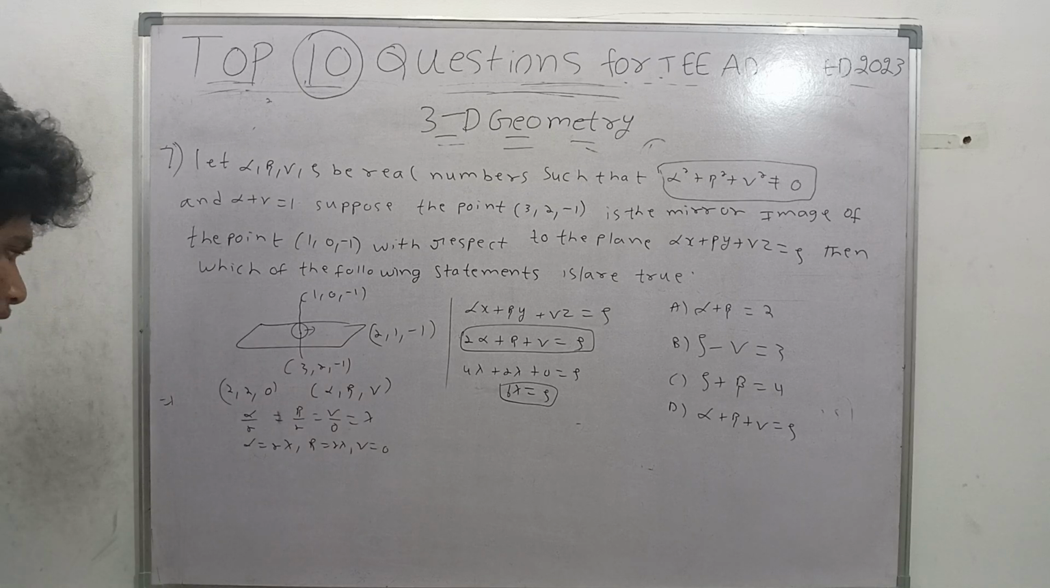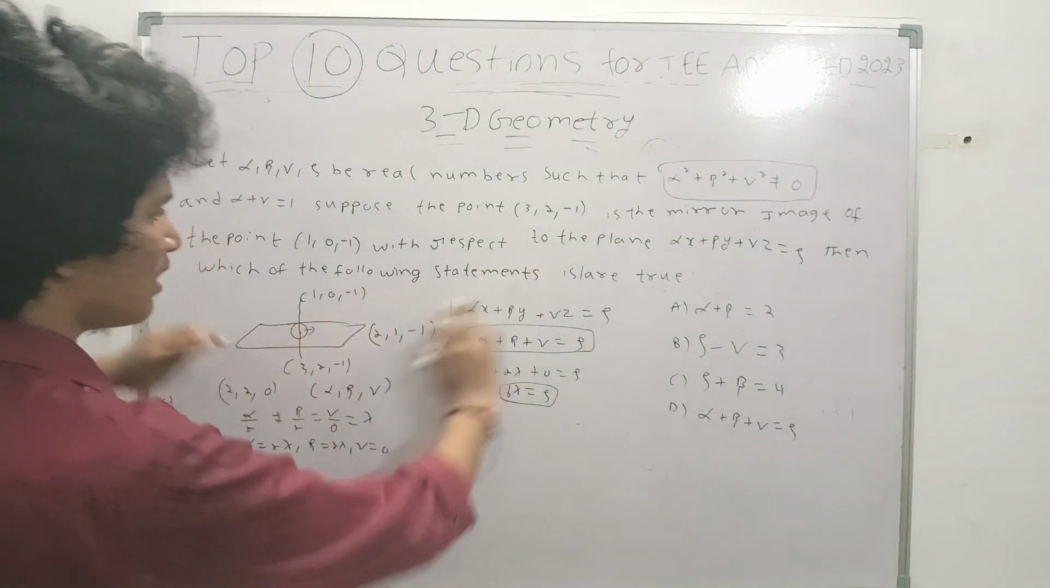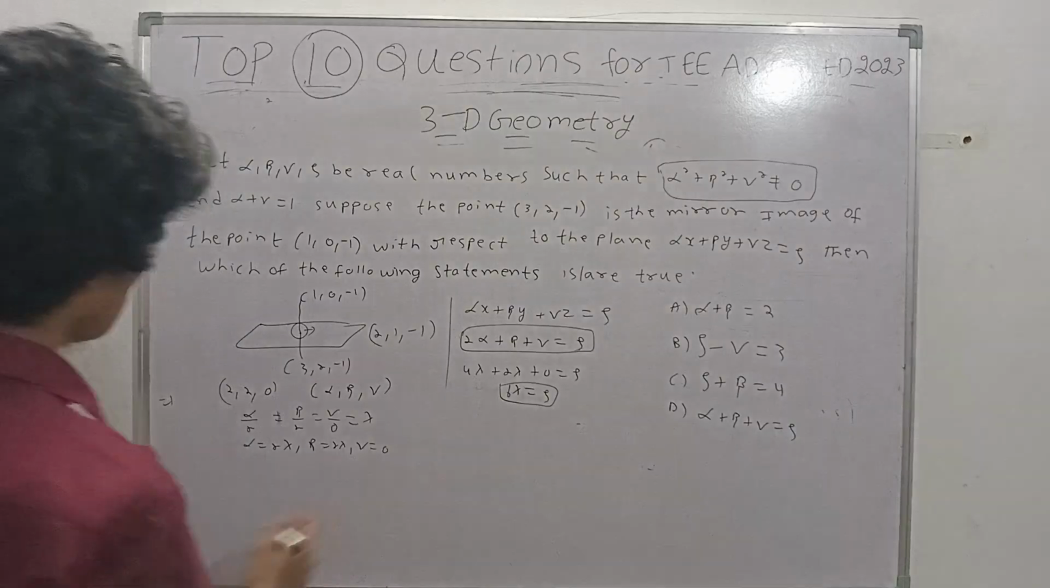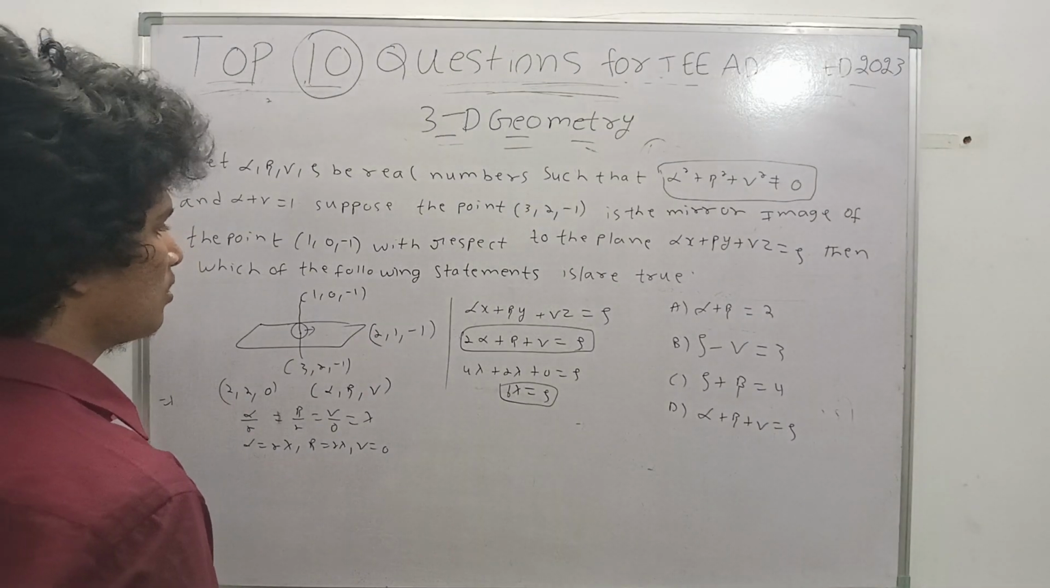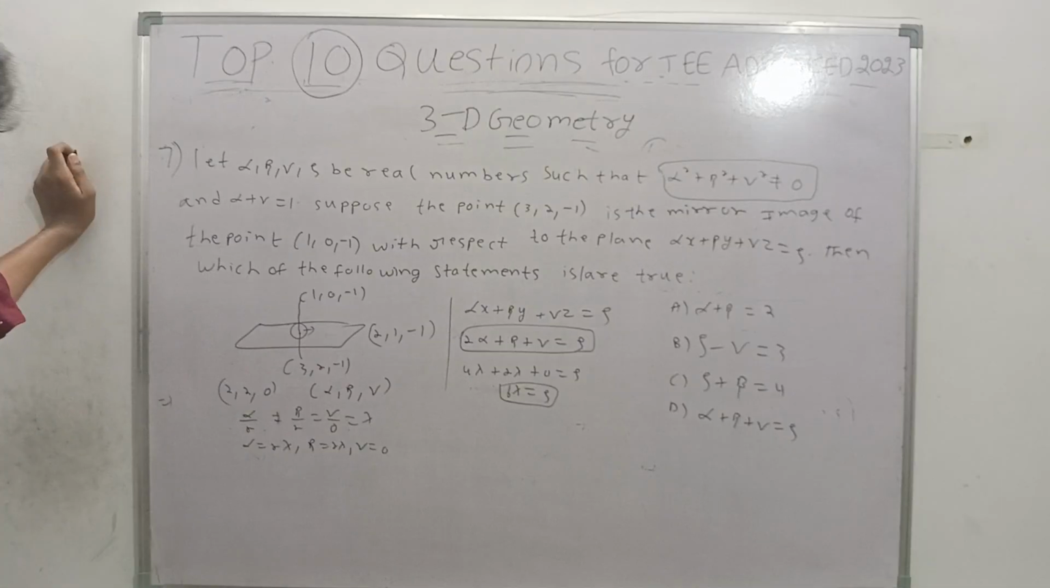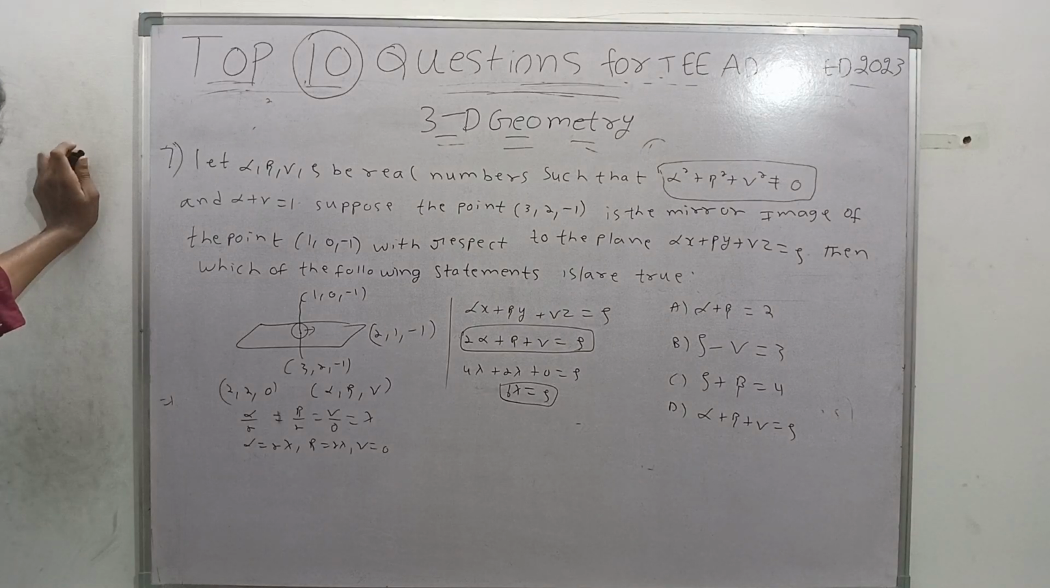Up to now what we did is correct only, there is no problem. Now let's substitute all the values here in the plane. Alpha equal to 2 lambda. We have to find the lambda here. Up to now what we did is correct. Now we have to check.